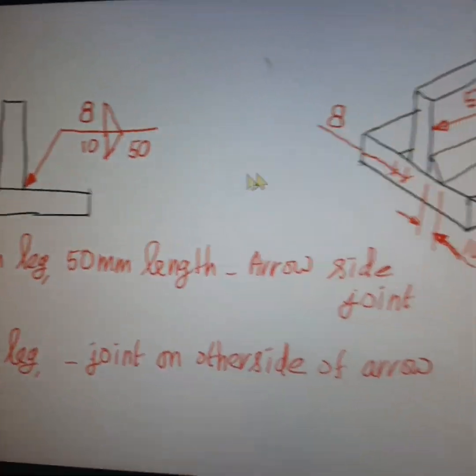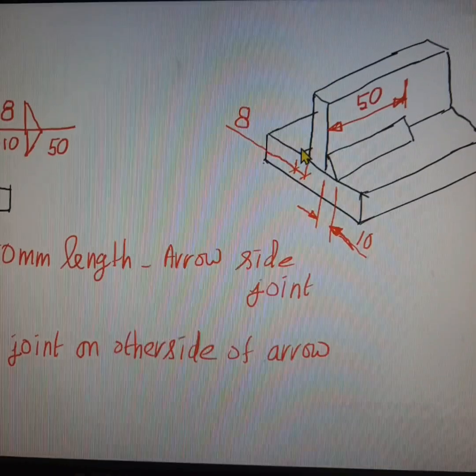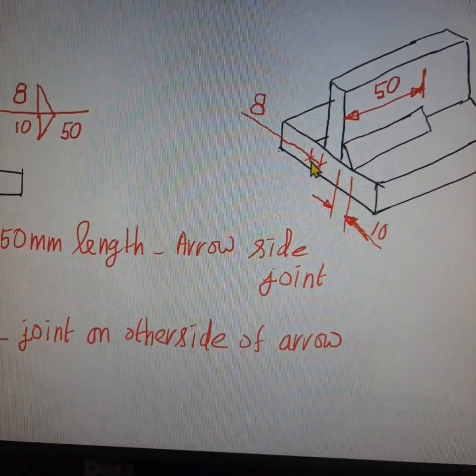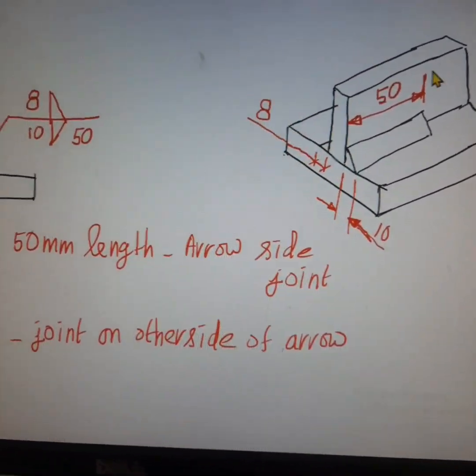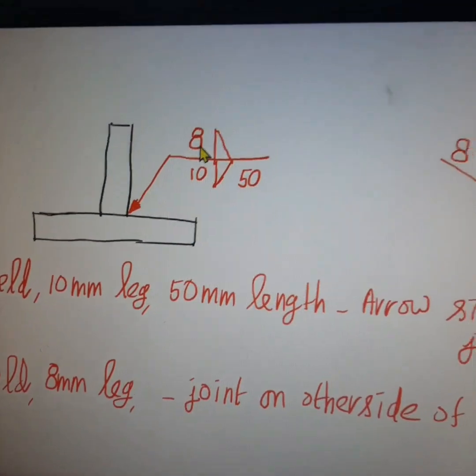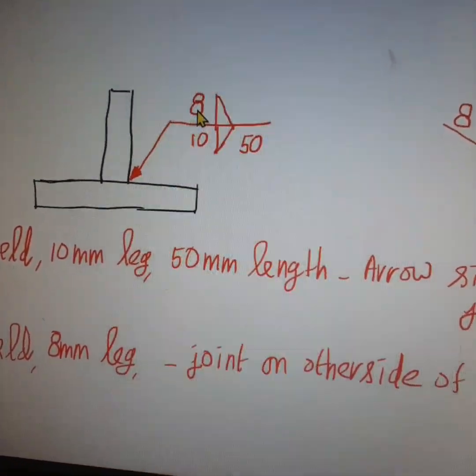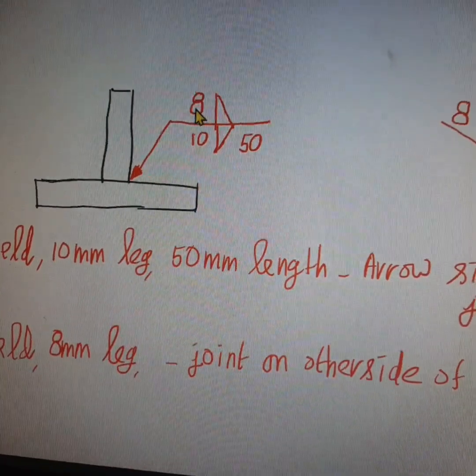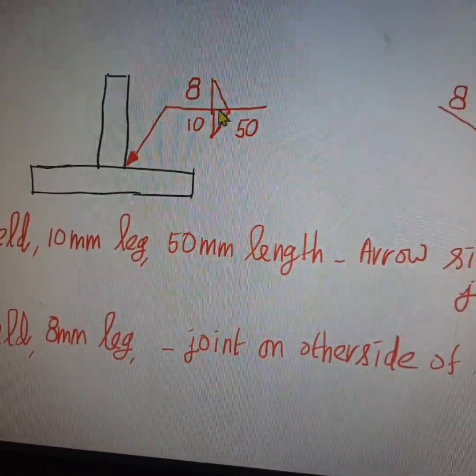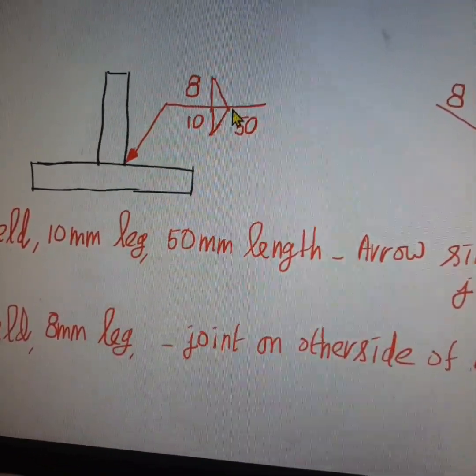On the other side, on the opposite side, you want to perform a welding of size 8 mm for the entire length. So on the other side of the arrow, the welding is to be performed for the entire length. The size of the welding is 8 mm. The type of welding is fillet weld.